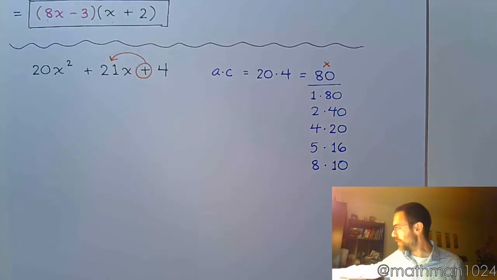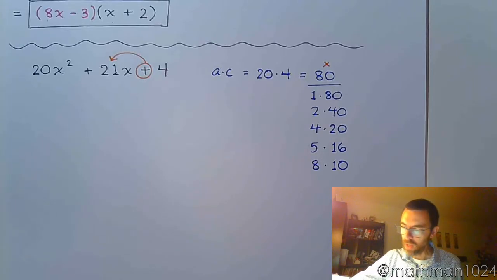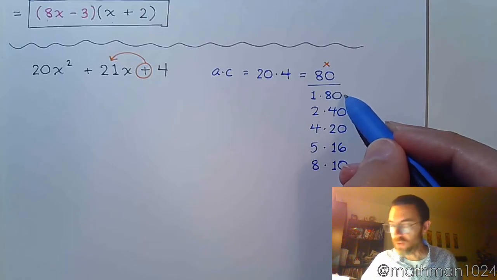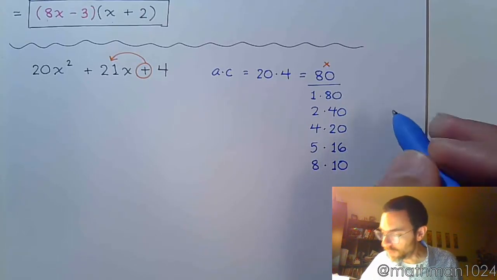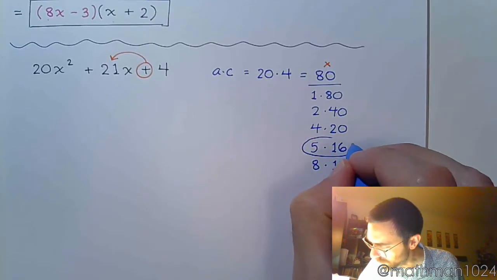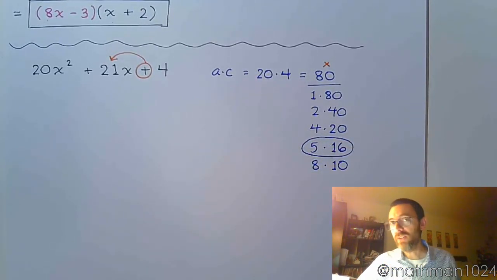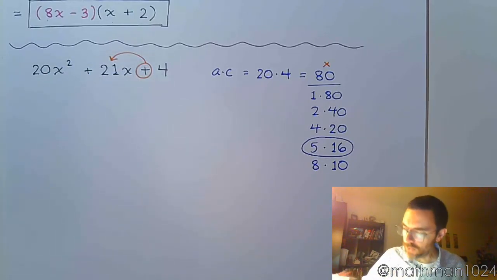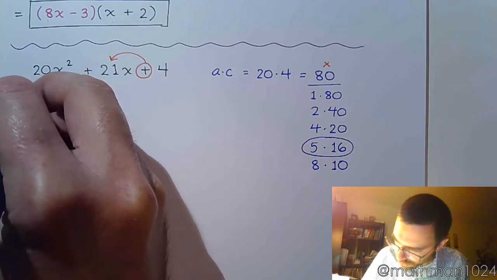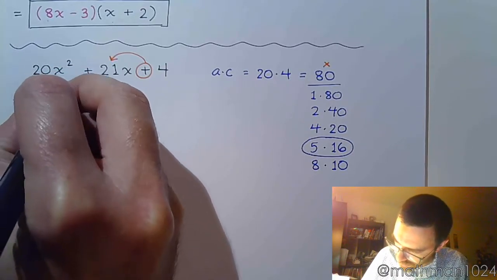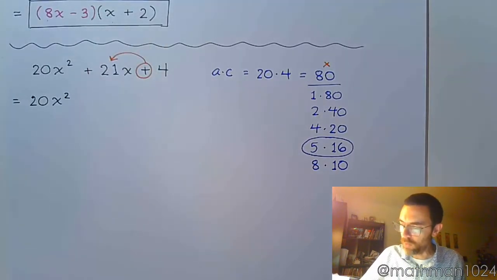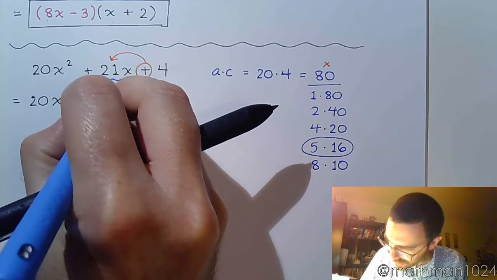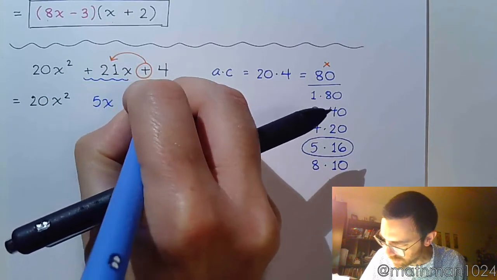Now we're looking for the combination that will add to 21. And so when you look here, the sums of these factor pairs are 81, 42, 24, and these guys right here. That's that combination, because 5 and 16 multiply to 80, but they add to 21. So we're going to use those numbers to rewrite this plus 21x. So we're going to rewrite that using 5x and 16x.